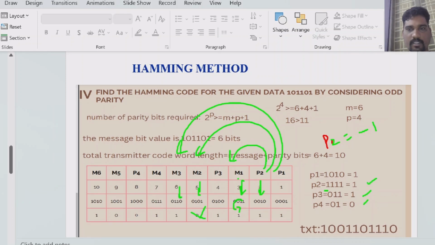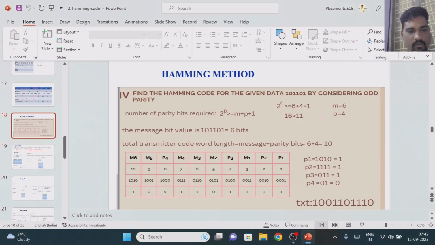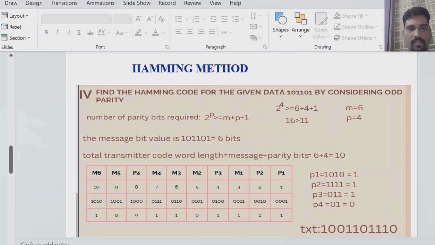Once it is completed, initially we don't know the P1 value, P2 value, P3 value, P4 value. As per the given question we only know this 1 0 1 0 1. These unknown values we need to find out. For that we are finding P1, P2, P3, P4. After finding these values we place them. The P1 value we got is 1, P2 value 1, P3 value 1, P4 value 0.